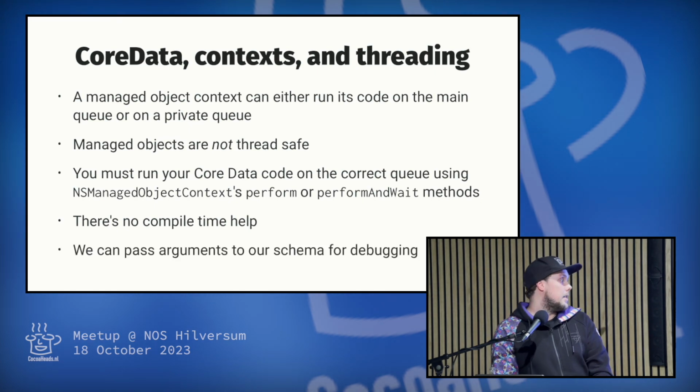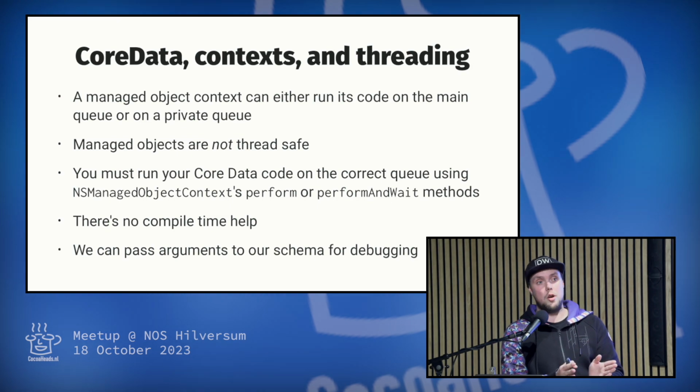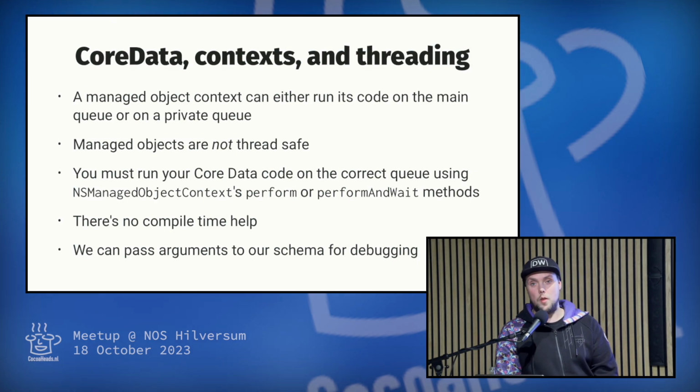However, we can pass arguments to our schema for debugging. So we can tell our Xcode schema, or our app schema, that we want to debug our code so that Core Data crashes whenever it detects a problem. By default, it will just happily chug along until it figures out that it can't, and then it will crash and it will look very weird. And if you're lucky, you'll get an error message as your crash message.